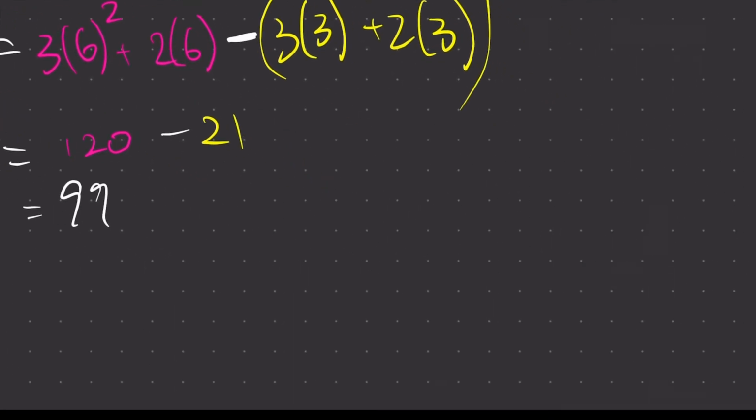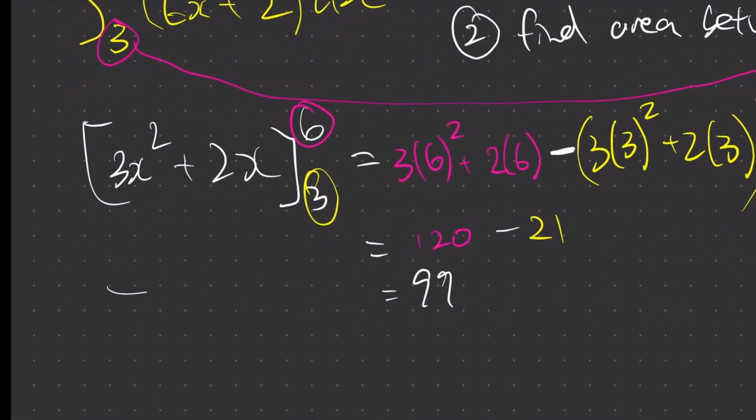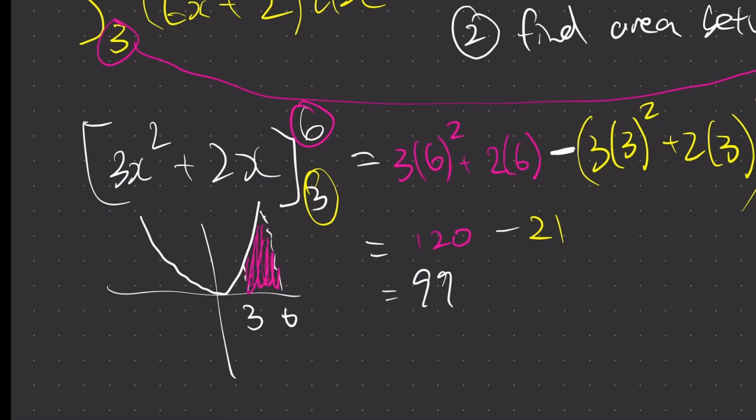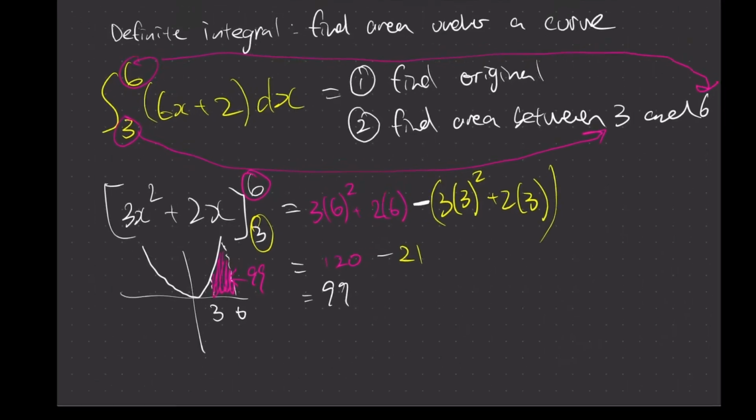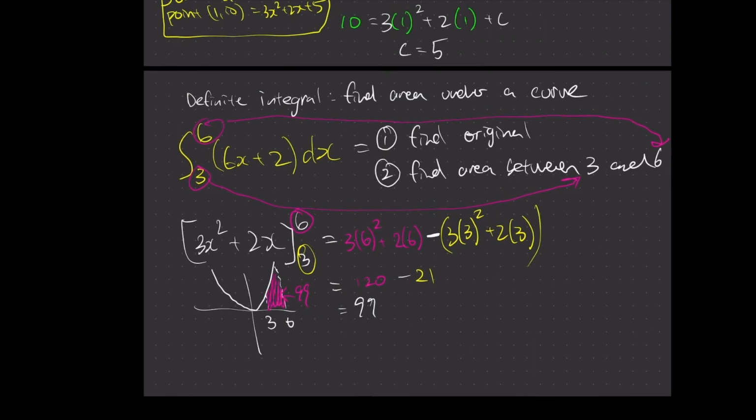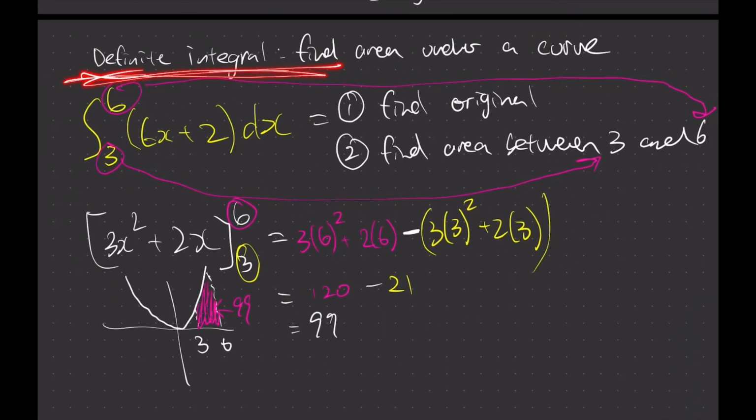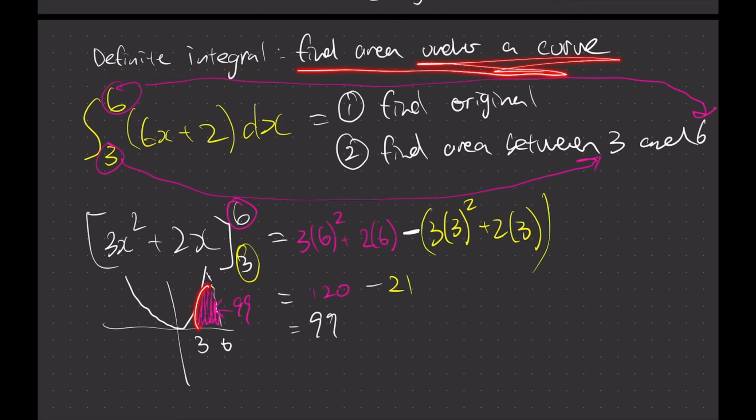Okay, so what does this mean? Graphically, if we were to put a graph like this, 3x squared plus 2x is a quadratic that looks like this. If I look for 3 here and 6 here, the area under the curve is this part right here. Now, this area will be 99. How do I know? Because I just did the math here. So this is called a definite integral. Again, a definite integral is finding the area under a curve.